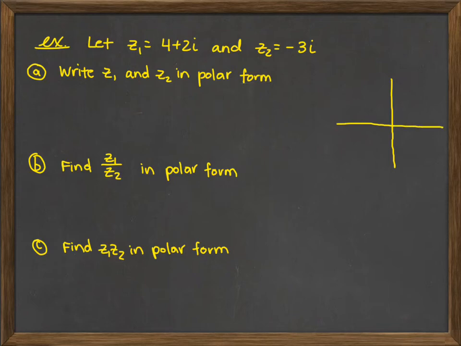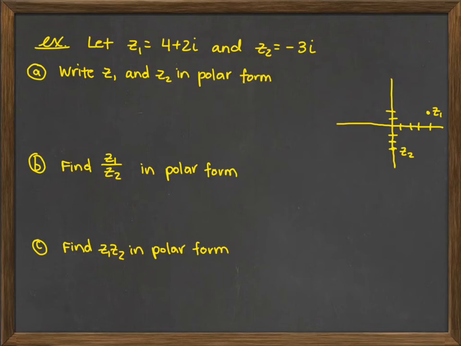If we plot them, recall we go over 4 up 2 for z1, and we go down 3 for z2. Now we want to write them in polar form, which means we want to rewrite z1 and z2 in the form r e to the i theta. Now we've already talked about how we could convert z1 to polar form.